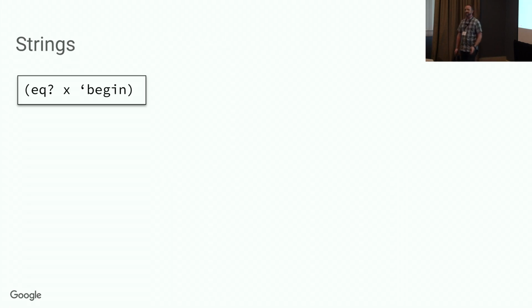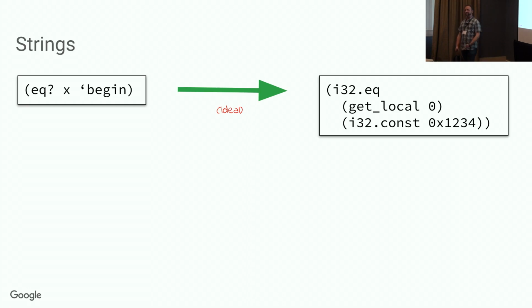For the garbage collector, I'm going to take a little bit of a detour and talk about strings and symbols. This is sort of why I needed it in the first place. Normally when you compare against a symbol, you expect to just be able to compare a constant.